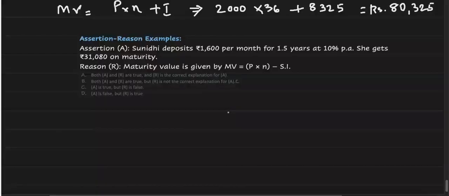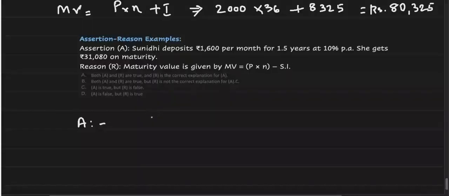And for that assertion, the reason given is correct or not. Maturity value is given by MV equal to P into N minus simple interest. Is this correct? Just now we found out that maturity value is P multiplied by N plus I, not minus I. So reasoning is not correct. However, we need to check whether assertion is correct or not.